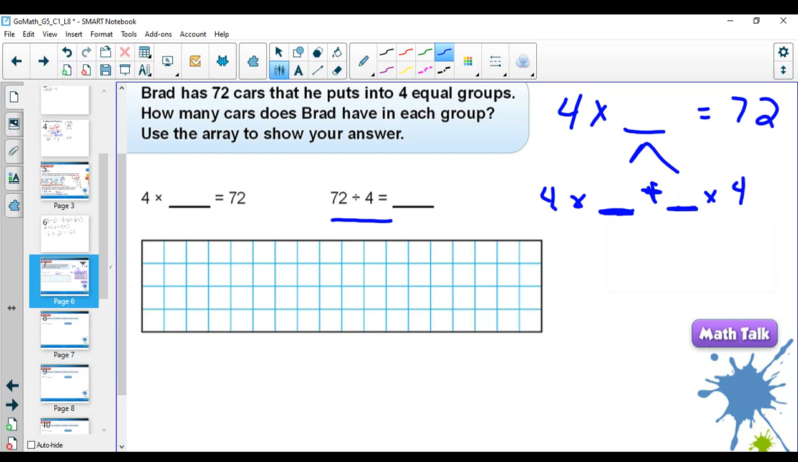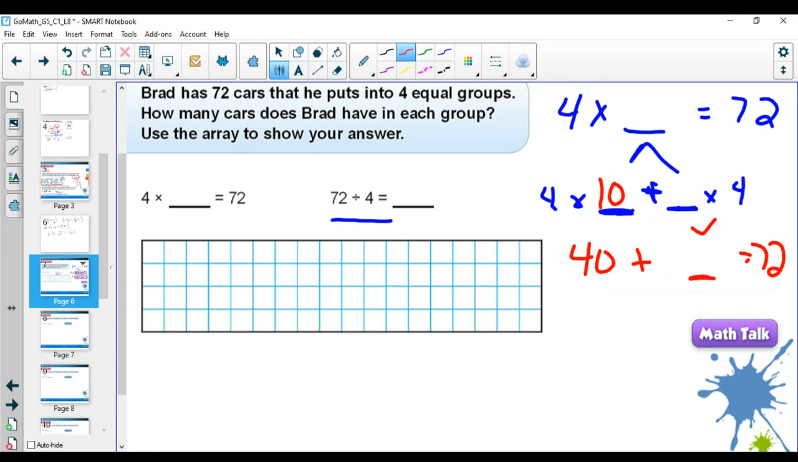Right? And I need to figure out what are these numbers that fill in these spaces. Well, if I start off by thinking, what's an easy number that I can multiply by 4? It's a little bit bigger. I'm going to think of the number 10. So 4 times 10 equals 40, right? So whatever this is has to be added to 40 to equal 72.